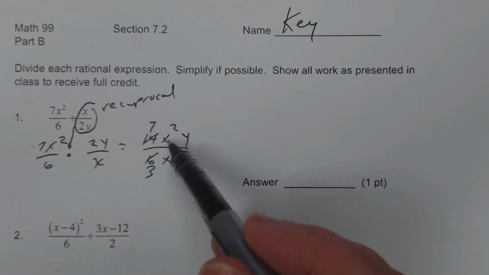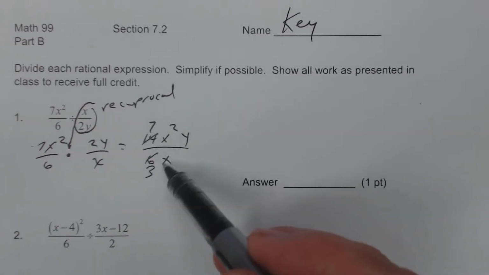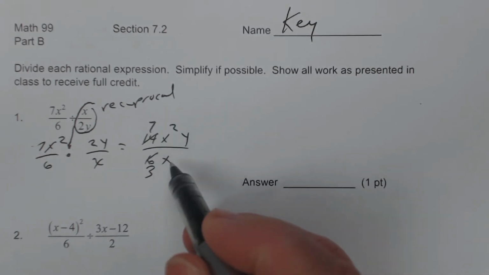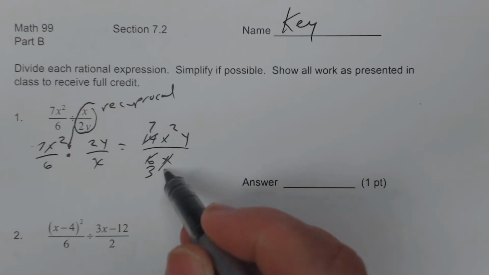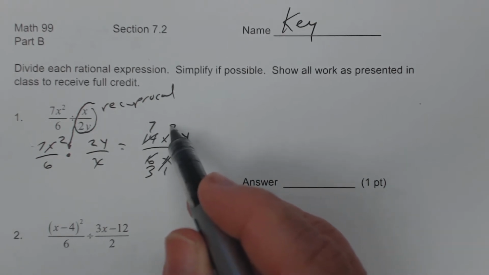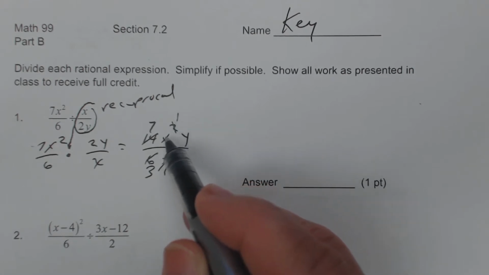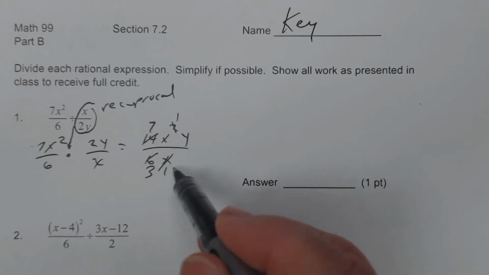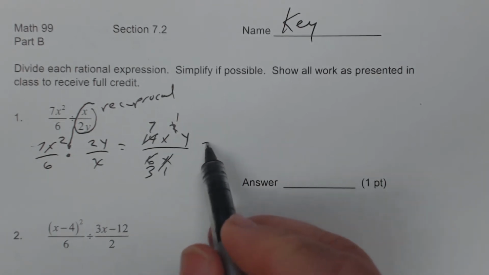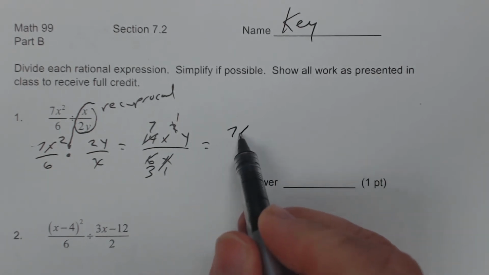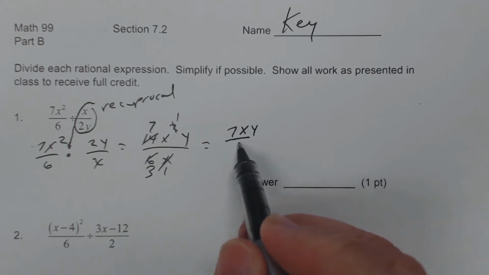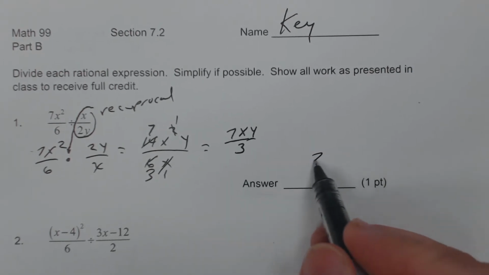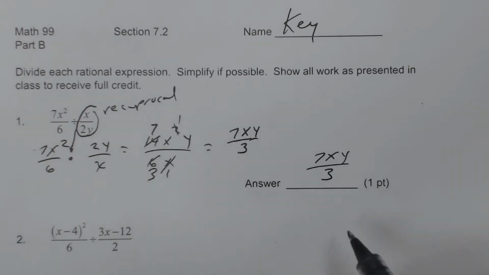And I have factors of x in both numerator and denominator, so I can reduce those. I have 2 factors in the numerator, 1 factor in the denominator, so when I reduce, the 1 factor of x here divides into one of those up here, and you're left with 1 factor of x in the numerator. And then the next factor is y, but there's no factor of y in the denominator. So the answer becomes 7xy divided by 3. So 7xy divided by 3.